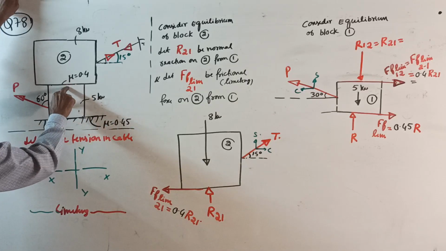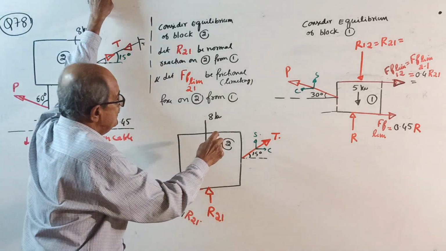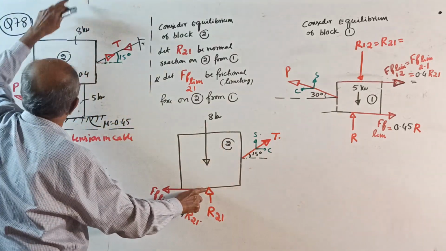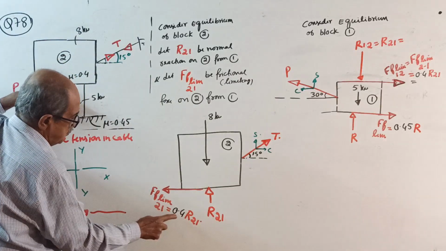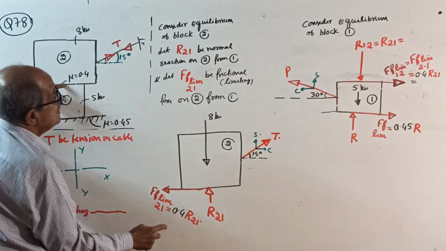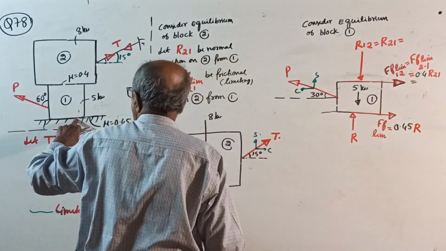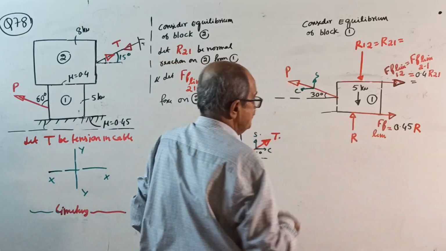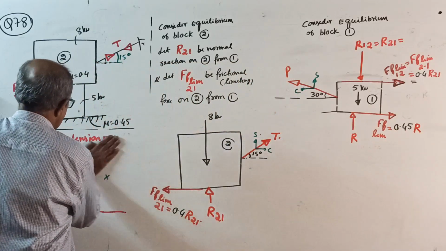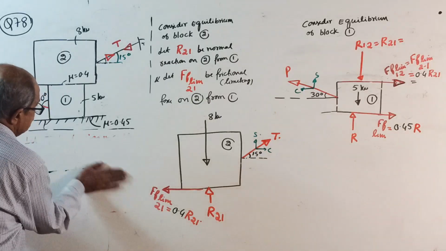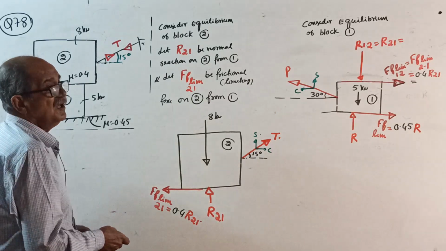See here, these two contact surfaces. This is the bottom edge of block 2, 0.4. This is the top edge of block 1, 0.4. This is the bottom edge of block 1, 0.45. These all I will remove now. Don't waste time. Okay, now start.